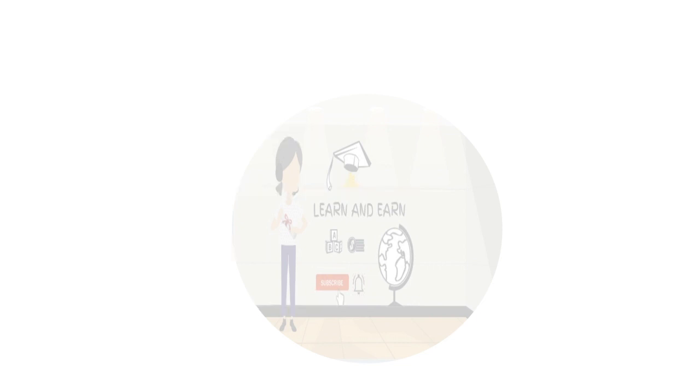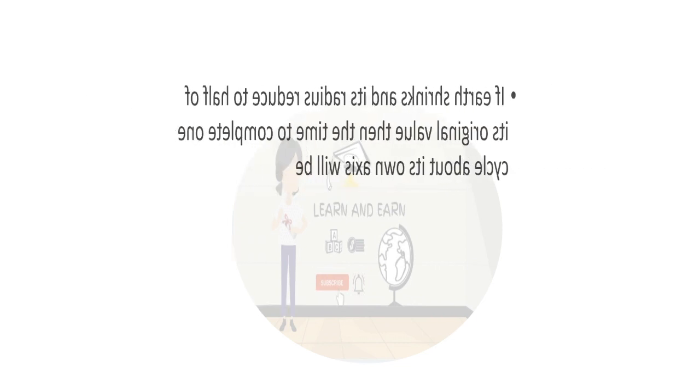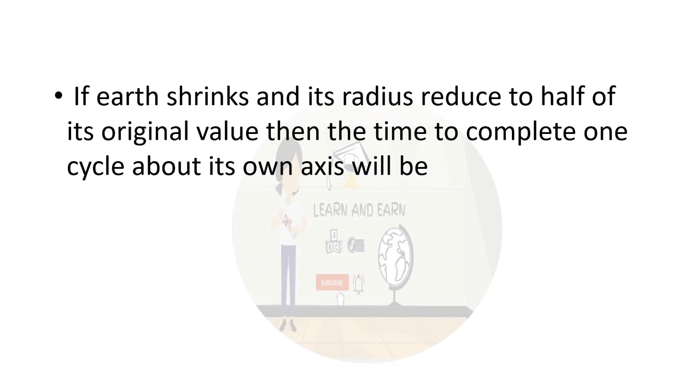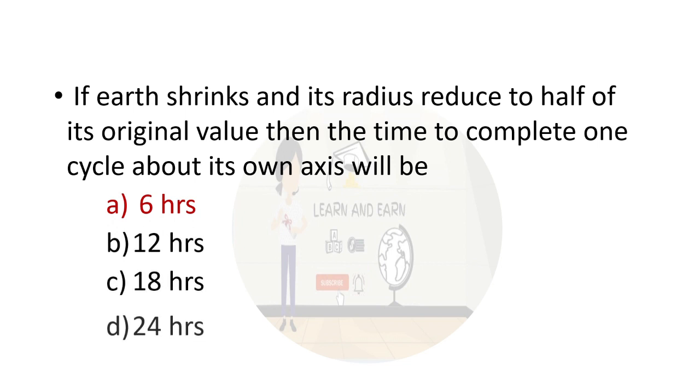The next MCQ is, if Earth shrinks and its radius is reduced to half of its original value, then the time to complete one cycle about its own axis will be option A, 6 hours, option B, 12 hours, option C, 18 hours, option D, 24 hours. The right answer is option A, 6 hours.